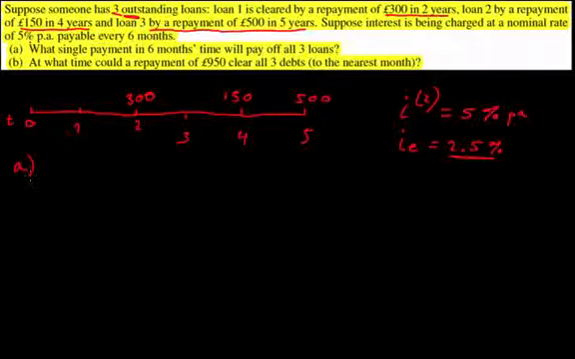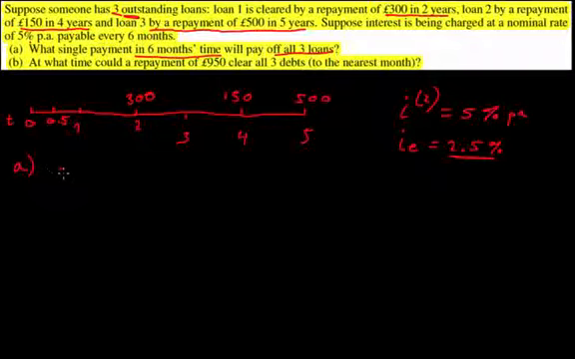So let's look at part A. What single payment in 6 months' time will pay off all 3 loans? So if you wanted to pay off all 3 loans today, you'd have to discount each of these back, the time periods that they're due. So we're looking to discount it back at 6 months or half a year's time, which means this £300 will go back 1.5 years, or in fact 3 time periods. This 150 will go back 3.5 years, but in fact it's going to be 7, and this one is going to be 9.